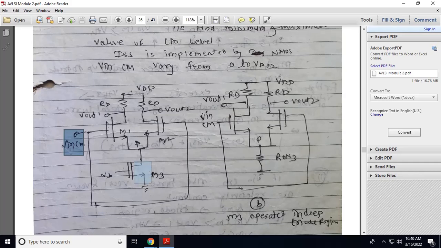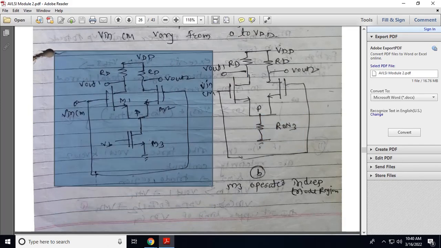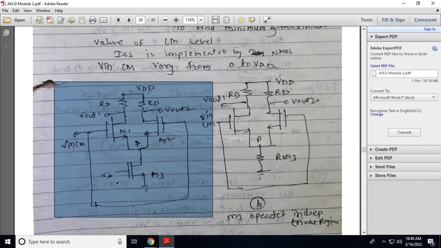Whenever this transistor operates in the deep triode region, it can be represented by a resistor. So this is the common mode behavior of the differential amplifier. We apply the same signal. Common mode signal means both signals have the same amplitude and are in phase. That is a common mode signal.